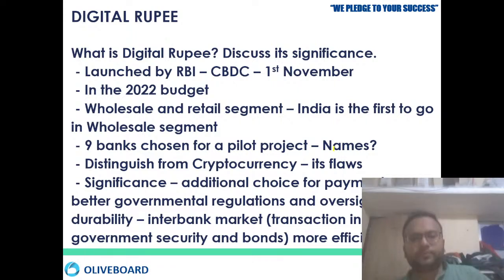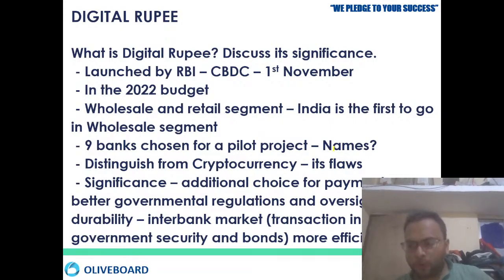Right? So you write that it's a pilot project. अभी 9 banks को choose किया गया है to run this pilot project. I have not written the names of it, but I hope that आपको वो नाम याद होने चाहिए. If possible, you can write in the examination name of some major banks जिनको pilot project में include किया गया है. Very importantly, you should distinguish it from cryptocurrency, right?